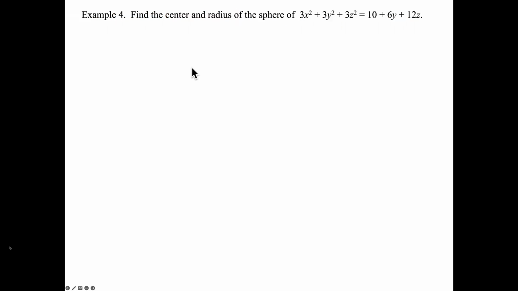Example 4, you want to find the center and the radius. This is in general form, so what we need to do is bring the y and the z terms over to the left, leave the constant on the right. Group those together: x terms, y terms, z terms. Now the next thing you have to understand is that you have to have a 1x squared, 1y squared, 1z squared. So everybody on the left has to be divided by 3, and everybody on the right has to be divided by 3.